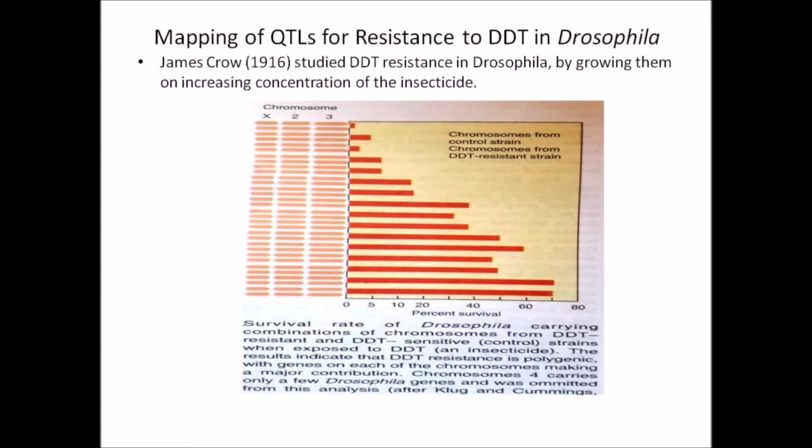As an example of QTL analysis, we can consider the phenotypic trait in Drosophila. The fact that traits with continuous variation can be controlled by genes dispersed over the whole genome was shown in 1957 by James Crow. In 1916, he studied DDT resistance in Drosophila. A DDT resistant strain of flies was created by growing them on increasing concentration of the insecticide. Crow then systematically tested each chromosome for the amount of resistance it conferred.